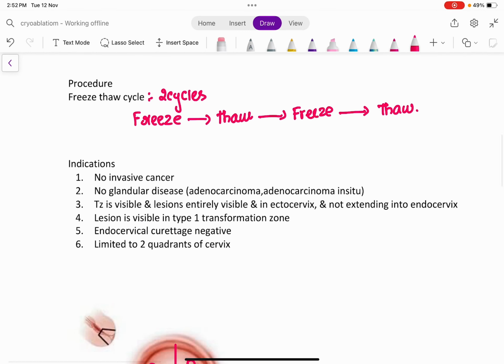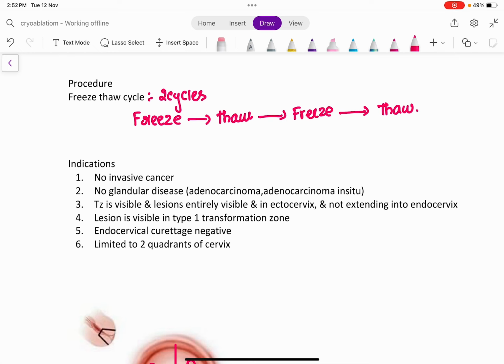Okay, so let me discuss the procedure of cryoablation for you. When we say freezing, you are not going to just freeze and remove the probe or the liquid, right? You have to do some procedure, and that is the freeze-thaw cycle. Freeze-thaw cycle.